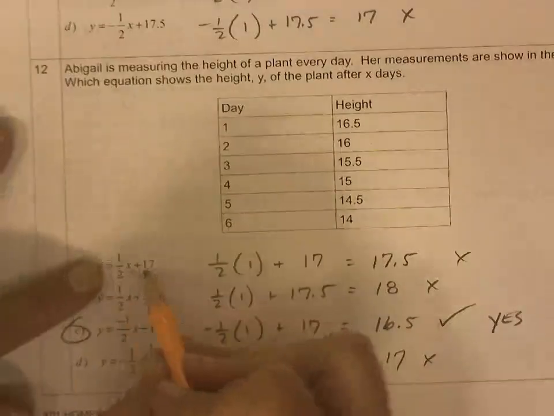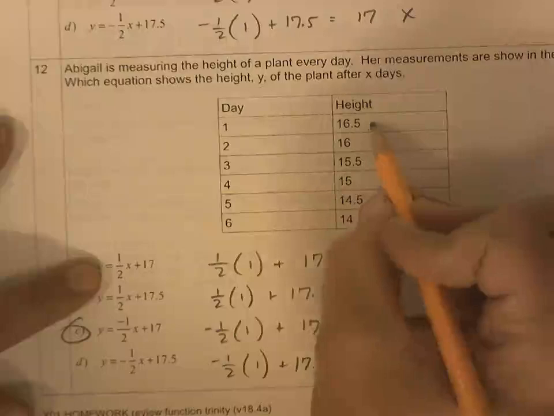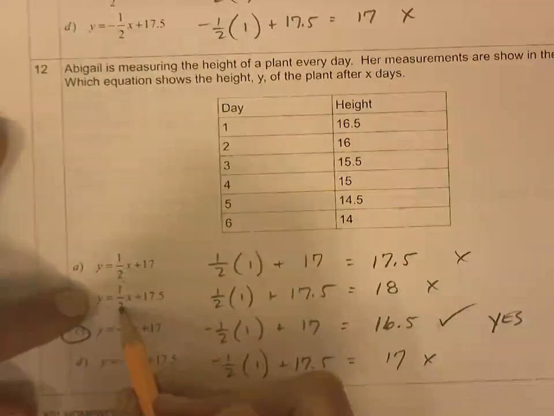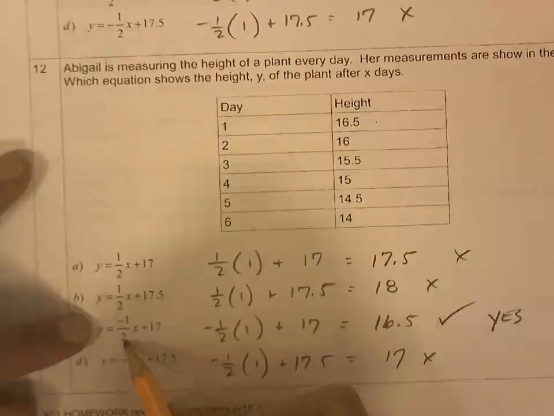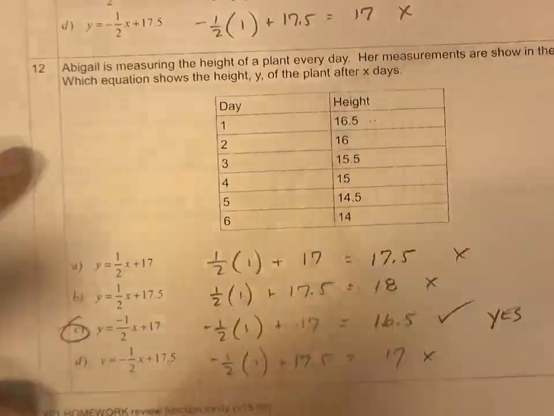Number 12. Same thing. If I plug in a 1, out comes a 17.5. That does not match. If I plug in a 1, out comes an 18. That does not match. If I plug in a 1, out comes a 16.5. That matches. That's why it's C. That was 12.